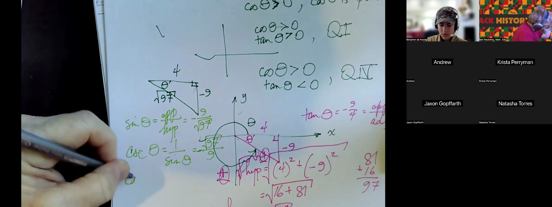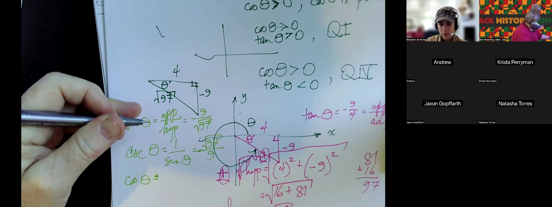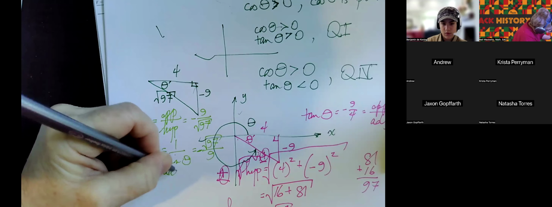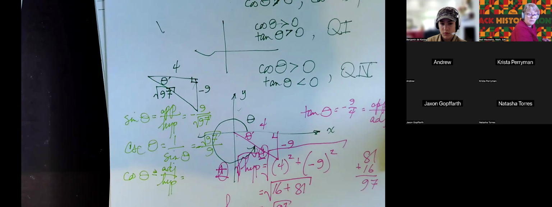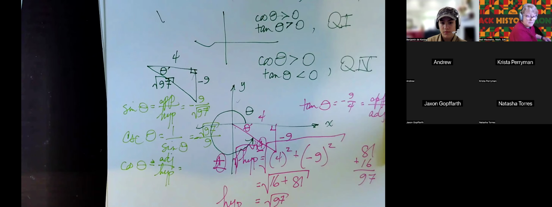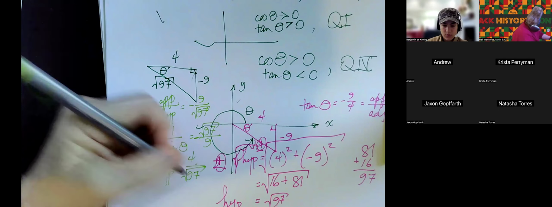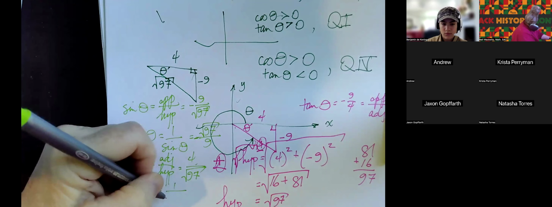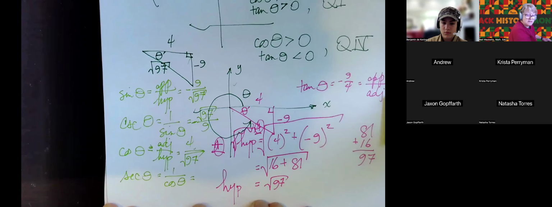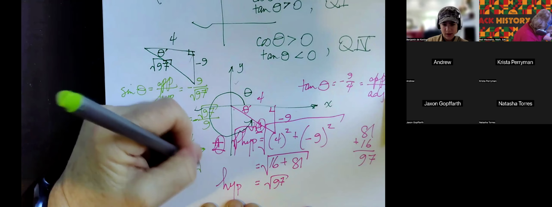Okay, and now we've got the cosine of theta. In terms of the sides of a right triangle, cosine is? Adjacent over hypotenuse. And adjacent is? 4. We know that secant is the reciprocal of cosine. So that means that the secant will be? Square root of 97 over 4.